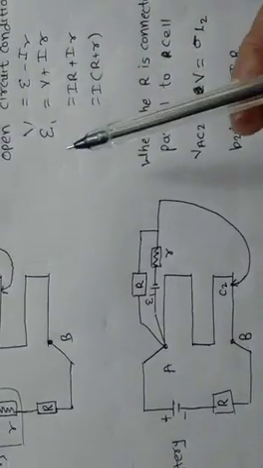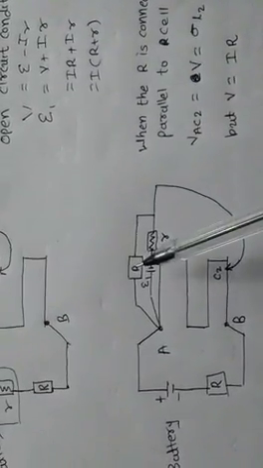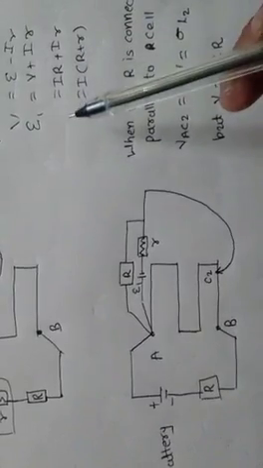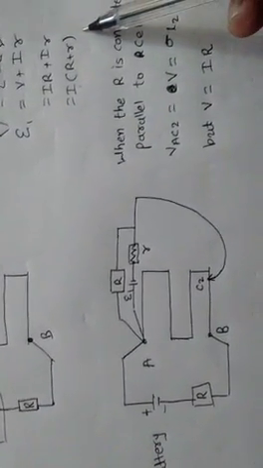So from that equation we can see that epsilon 1 is equal to V plus I r, and here according to Ohm's law V is going to be I R only. So I R plus small I r, and that's why epsilon 1 is equal to I times capital R plus small r.